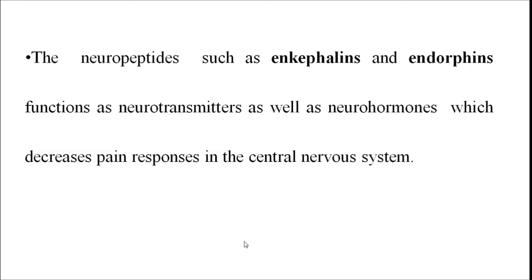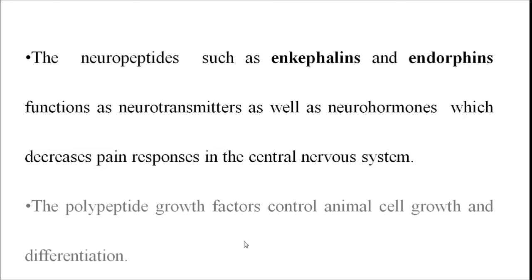The best examples of neuropeptides are enkephalins and the endorphins. They can function as neurotransmitters as well as neurohormones, and their main function is to decrease the pain responses in the central nervous system. Now, the function of these peptide hormones and polypeptide growth factors is to control the cell growth of the animal and to control cell differentiation.